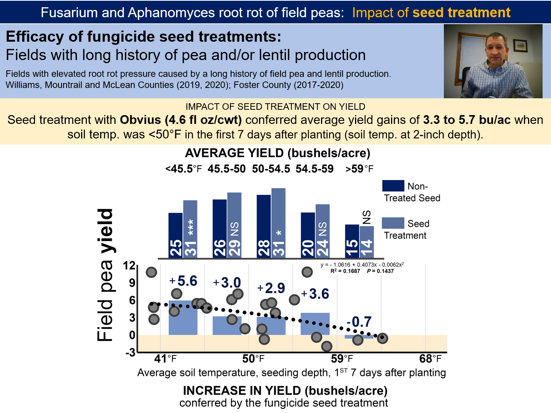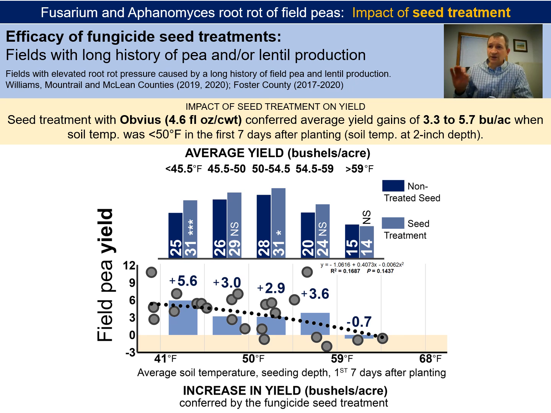Now, just a quick glance, and you'll see all of those studies. In all those studies, in soil temperatures below 50 degrees Fahrenheit, we consistently saw a yield gain from the fungicide seed treatment. You'll see every one of those circles is above the yellow, okay? And you're looking at an average yield gain of 3 to 5.6 bushels an acre from the fungicide seed treatment. Again, these are fields with native pathogen pressure.